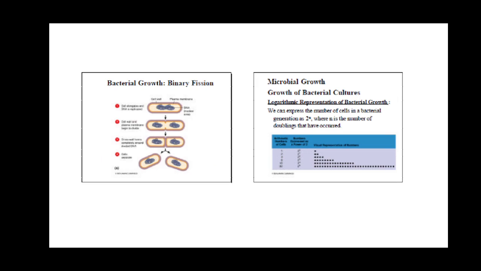For example, if initially E. coli is a single cell, then after 20 minutes it will produce 2 cells. Then after 40 minutes it will produce 4 cells. After 60 minutes it will produce 8 cells. So in this way we can predict the actual number of cells in a particular colony based on the generations as 2 raised to n.